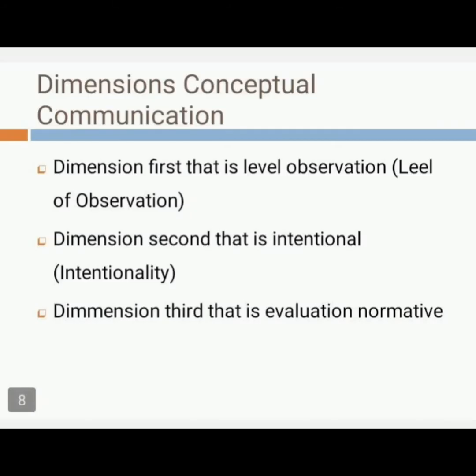Okay, the next material is about the conceptual dimensions of communication. Dimension first, that is level of observation. Dimension second, that is intentionality. Last is dimension third, that is normative evaluation.